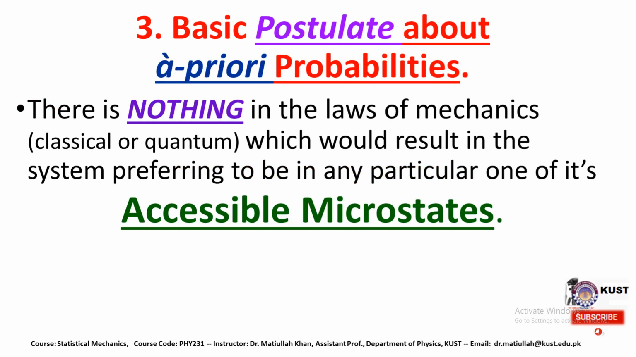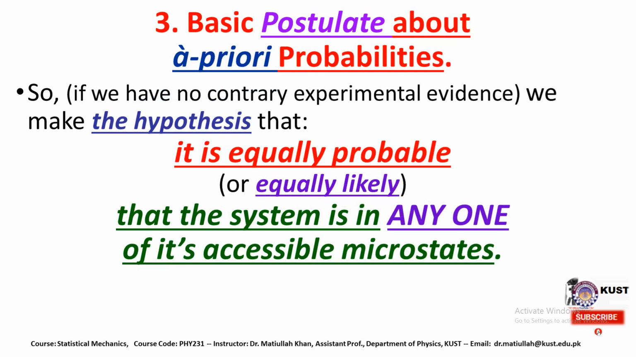So that is actually the basic postulate of probability. It is also repeated here, that there is nothing in the laws of mechanics, might be quantum or classical, which would result in the system preferring to be in any particular one of its accessible microstates. So that is something about the basic postulate of probability.